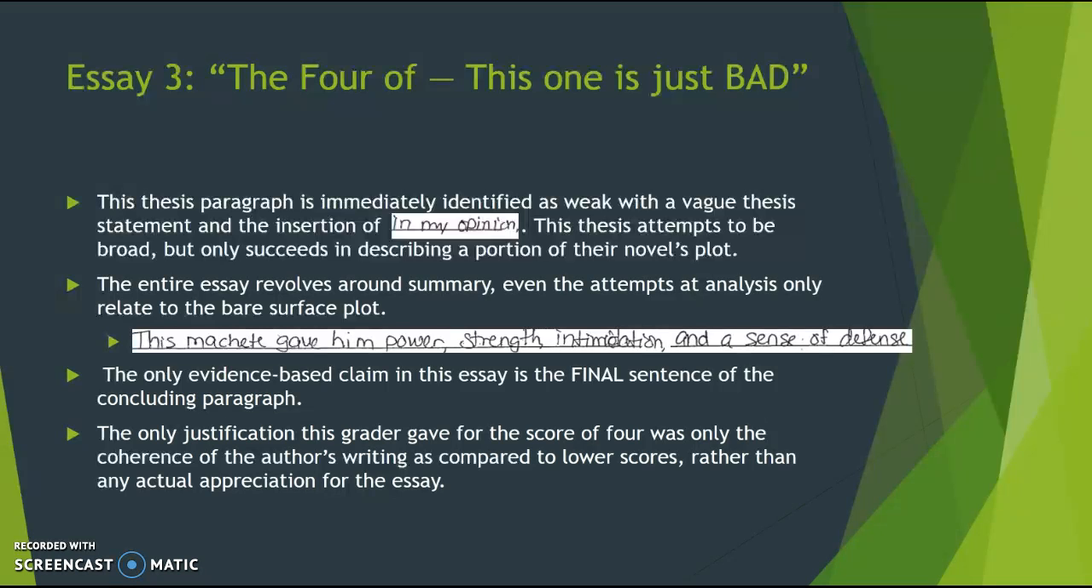They even say, "this machete gave him power, strength, intimidation, and a sense of defense," talking about one of the characters in the book, but then they do not relate this to any theme in the book, and this is the most in-depth analysis in the thing. So the only evidence-based claim in this essay is the final sentence of the concluding paragraph, when the author says that there's no pride in taking one's life, and that symbolically relates to the man not having his machete when he dies. That's the only analysis, and it's in the last sentence of the concluding paragraph.